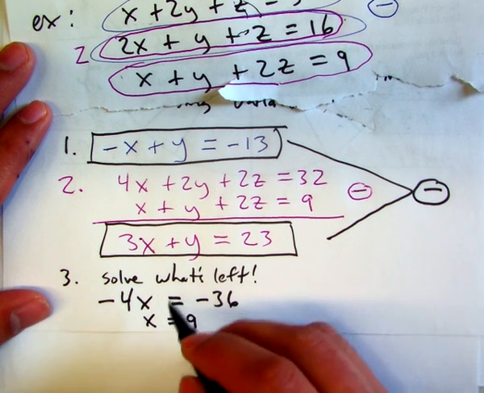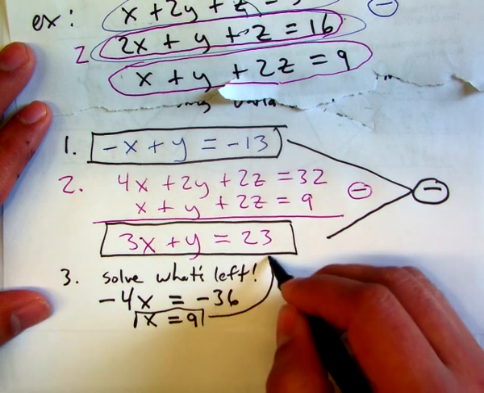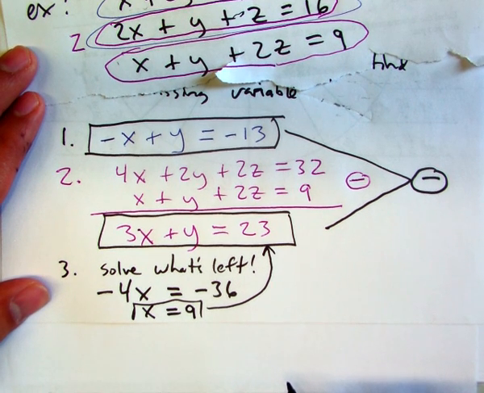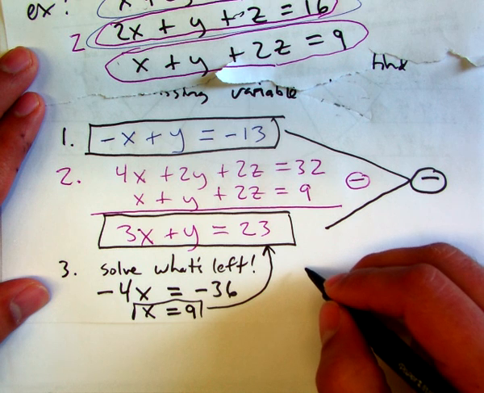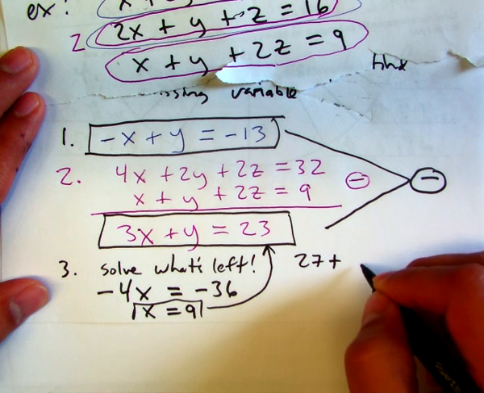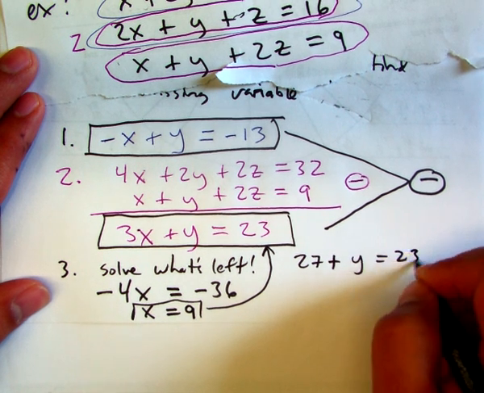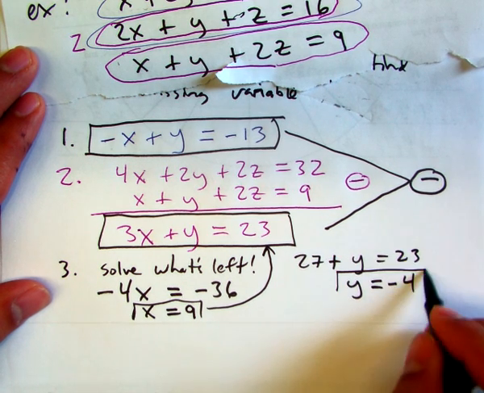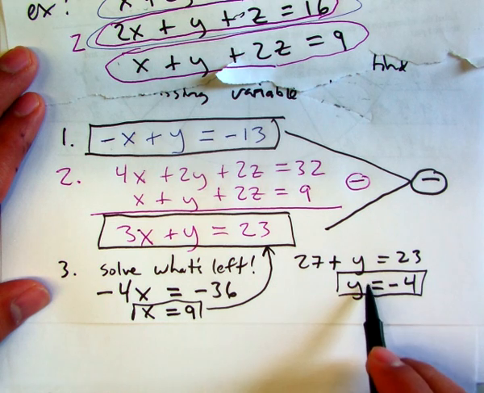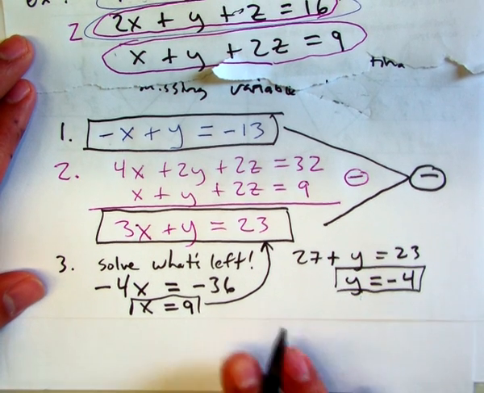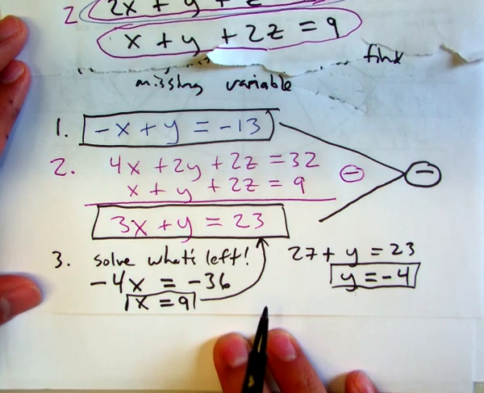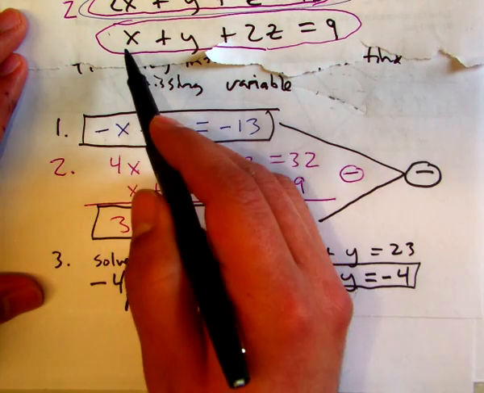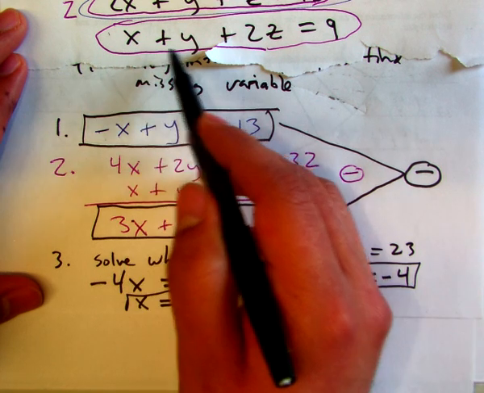And now that I have x, maybe I plug it into this guy here. And what equation do I get now? 27 plus y is 23. So what's y? Negative 4. You guys see how this works? Now that you have x and y, the only thing that's missing is z. Since I have this equation right here, and it doesn't matter, you can do any of the three, I'm going to go to the bottom equation, plug in x, plug in y, and then I'll be able to find z.